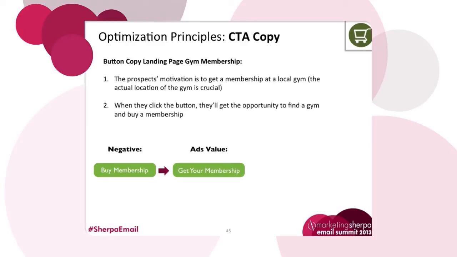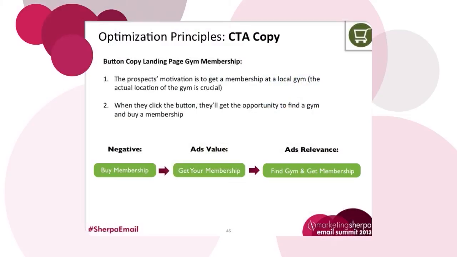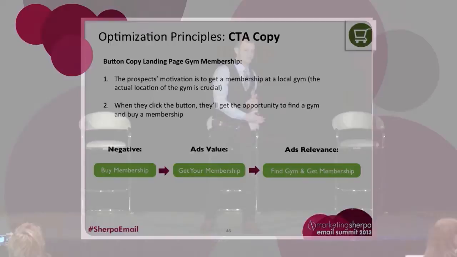Okay, the problem with this button is that it's not super relevant. It's pretty generic still. You could use this button copy on any page that has anything to do with a membership. So let's make it more relevant. Let's write find gym and get membership. So now we have a button that conveys both relevance and value.